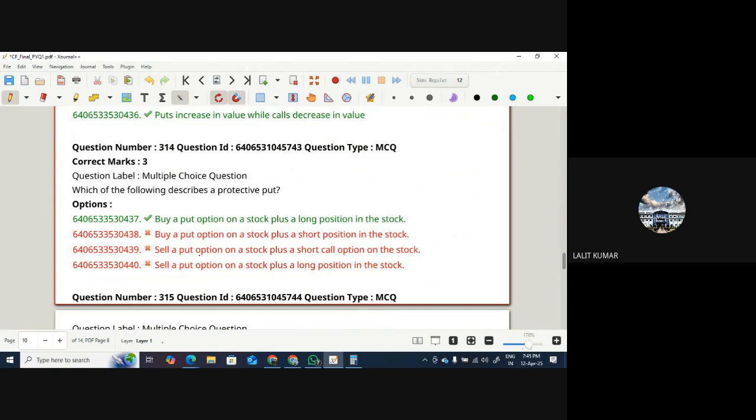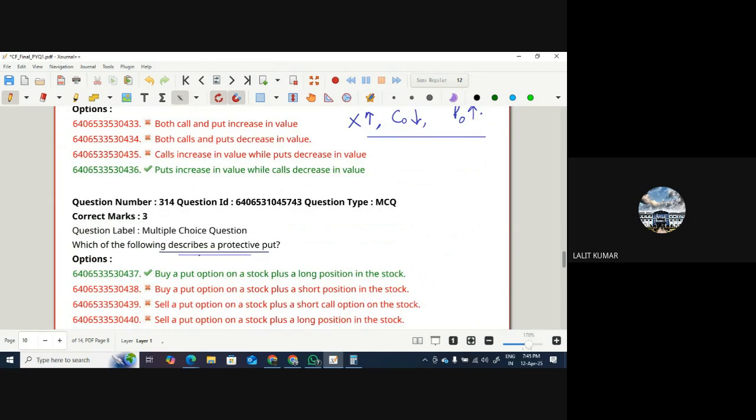Now, which of the following describes a protective put? A protective put is when I have a share, for example of Reliance. I have one share of Reliance, and its present value is 500. I don't know whether it will increase or decrease, but I want to reduce my risk, so that if it decreases below this, I do not suffer any loss.